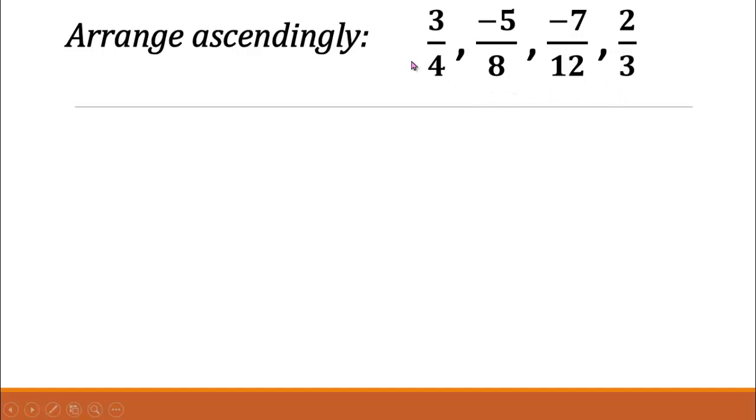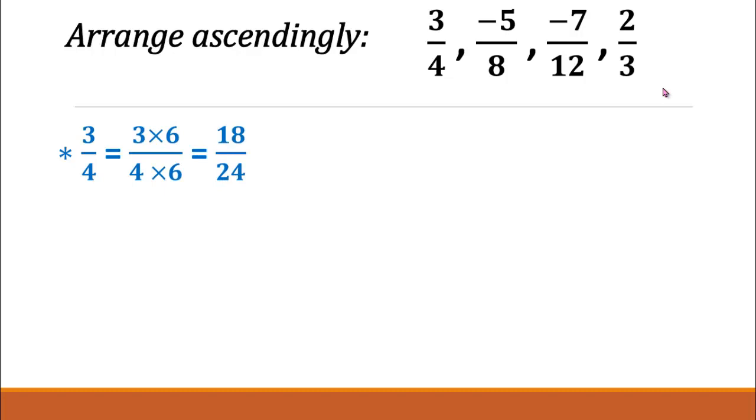But it's easy to change the following denominators to 24 because 24 is found in the times table of each one of them. So, the first one, 3 over 4. To have my denominator 24, I'm going to multiply by 6 in the numerator and in the denominator. As a result, I will have 18 over 24.